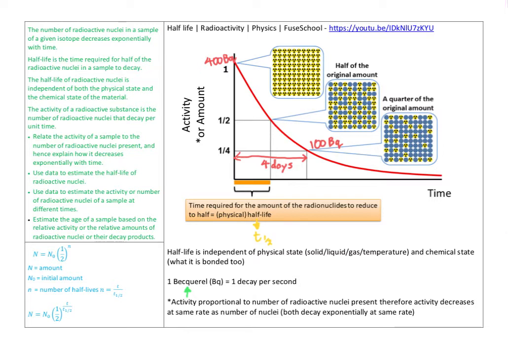Again, you could do the exact same thing for the number of samples. So if we know there were 100 atoms present, and then later on we knew there were 25, we could use that same process.